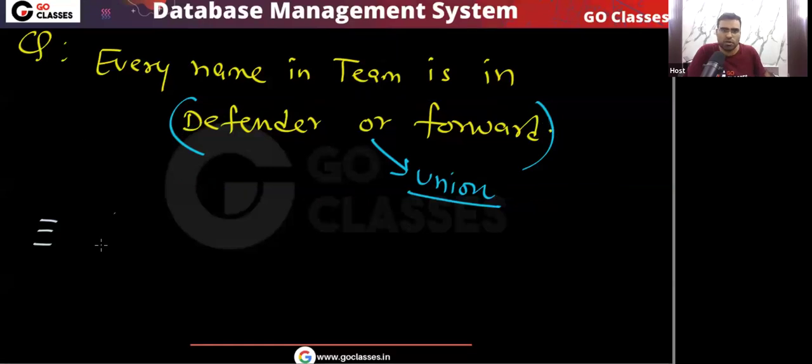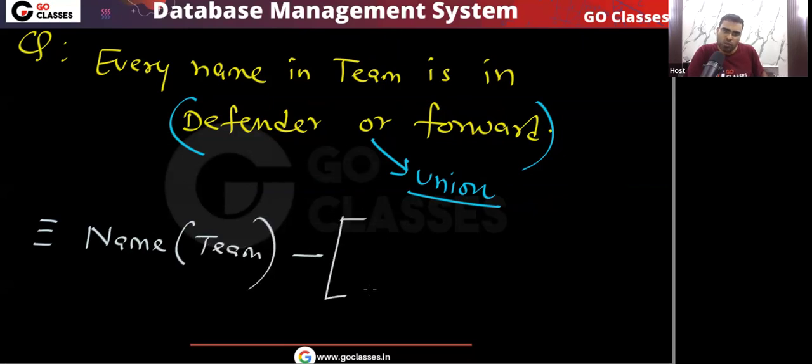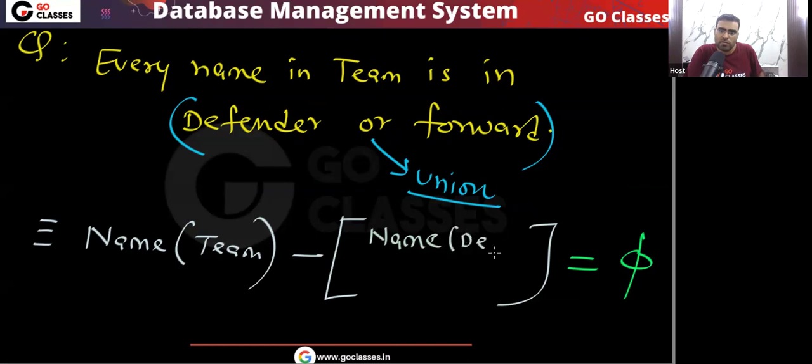So the same thing you can say here, that every name in team is here. Then what should I do? Very simple. You find the names from team and then you subtract this union, and the result must be phi. What you are subtracting is the union of names, because or means union. So I hope this question has become very clear.